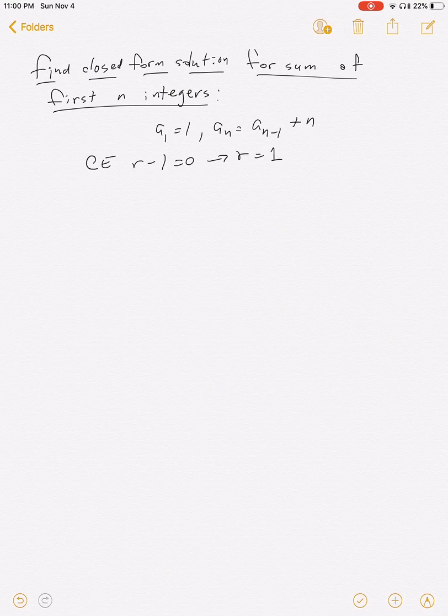And notice that my non-homogeneous portion has an implied 1 raised to the n, even though you can't see it. So that means that a n p would normally have the form of p1n plus p0, but because I have a root of 1 and this exponential portion is 1, I've got to multiply the whole thing by n. And so that means it equals p1n squared plus p0n.